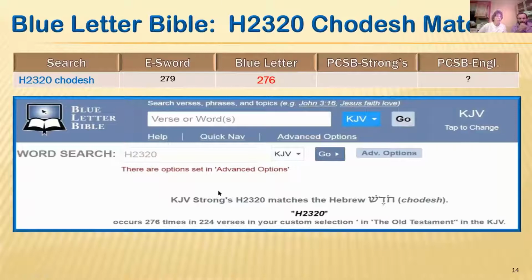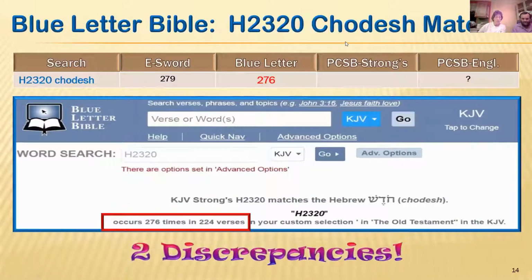Okay, let's look at the Blue Letter Bible. We're checking out 2320 Kodesh matches. You can see it's the Blue Letter Bible. And right down here, it tells you that this word number occurs 276 times in 224 verses. So I put 276 here. So what does this look like, Tim? 3 difference. There's a discrepancy, right? Yes. And we were wondering about these discrepancies. That's why we're doing this. There's 2 discrepancies here. Which one is right? Maybe they're both right. I don't know.